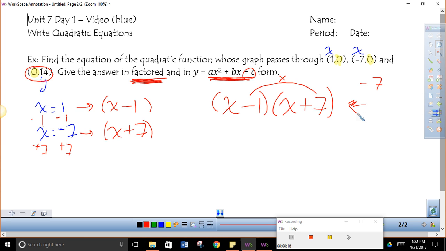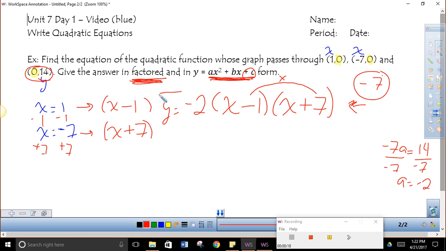So all you need to do is figure out what you have to multiply -7 by to get 14. So I have -7 times some value gives me 14. So we're just going to divide it. Some of you won't even have to. You'll be able to just see what the value is. It's going to be a -2. And you stuff the number right in front. Boom. That is your factored form of this quadratic function.